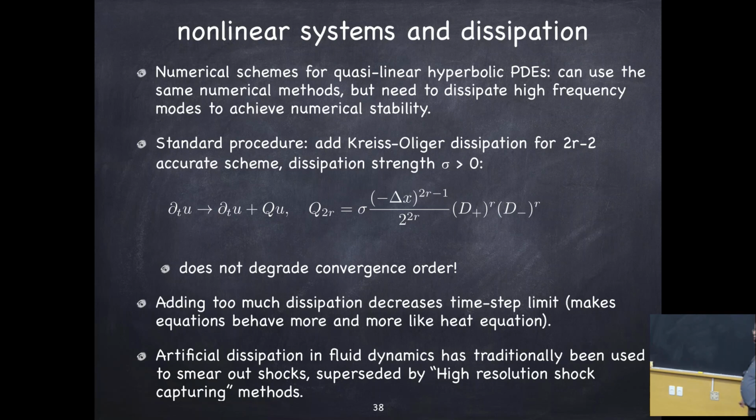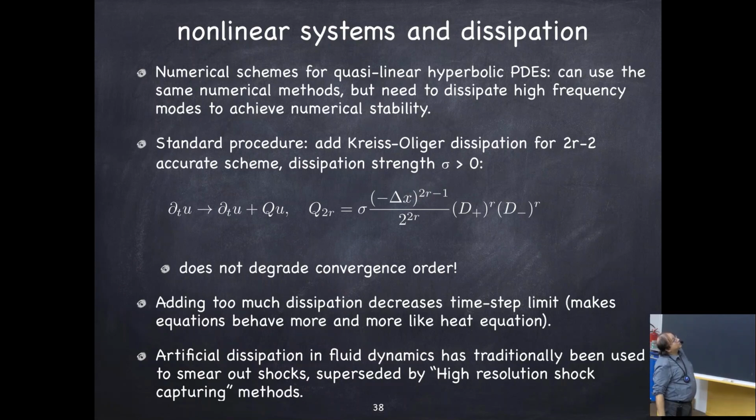Now, this theory applies to constant coefficient and linear systems, which is usually not what you're really interested in. So you want nonlinear systems. And for nonlinear systems, you have to add one more element, which is numerical dissipation.